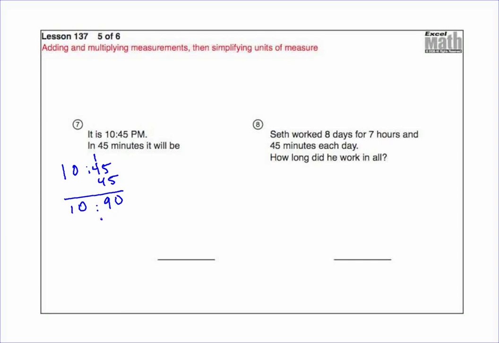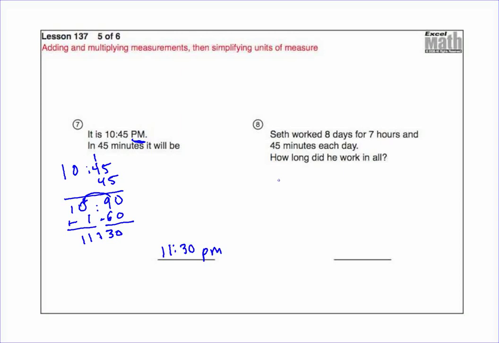There's no such thing as 10:90, so we're going to take 60 away as an hour and add that hour over to this column. I'm moving an hour from here over to here. 90 minus 60 is 30. 10 plus 1 is 11. So the time of, that should be a colon right there, but the time of 10:90 is the same thing as 11:30. And it gave us a label in the question, so we need to put a label in the answer, 11:30 p.m. If you forgot to do that, add it in.